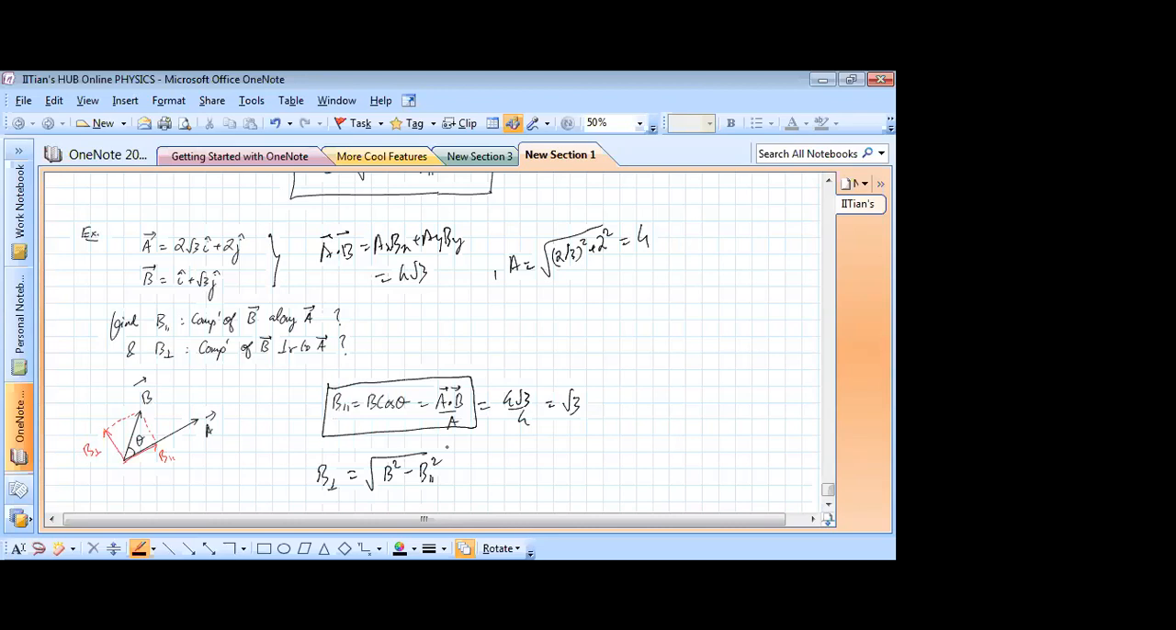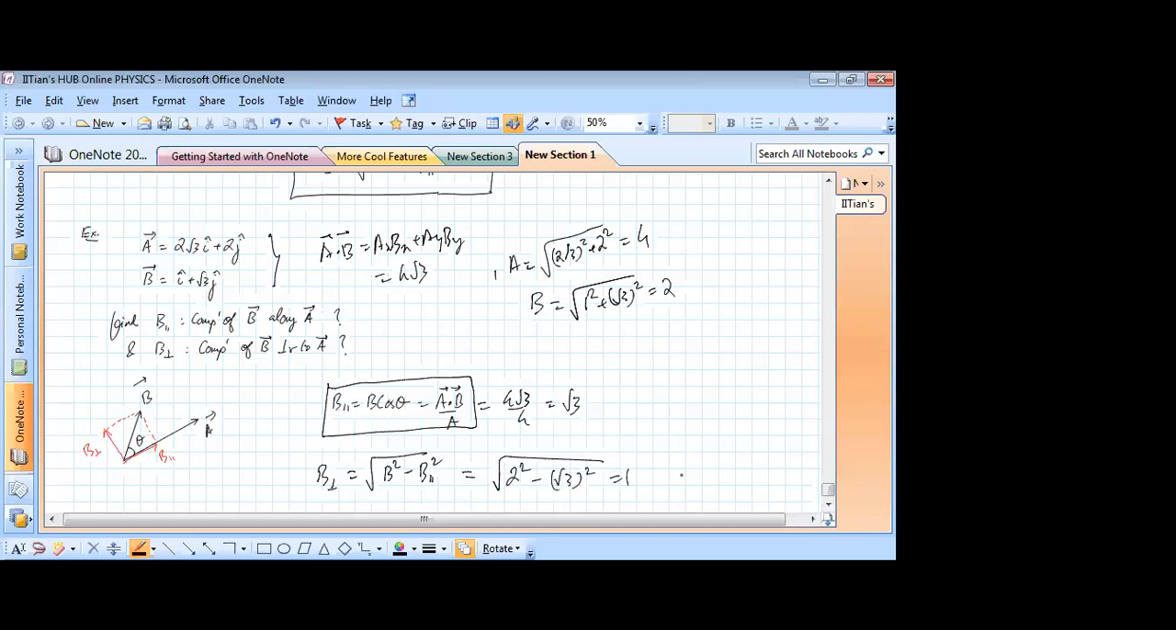Yes, Ritika, that is correct. The answer is correct. It will be 1. Okay. So that will be square root of. Now you can see here that magnitude of B, how much is it? Magnitude of B is square root of 1 square plus root 3 square. So that is 2. So here how much will it be? 2 square minus root 3 whole square.